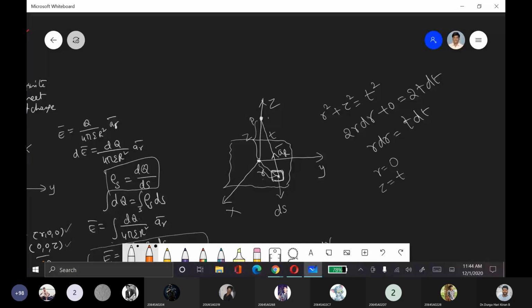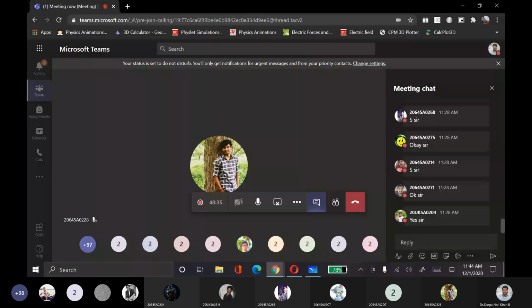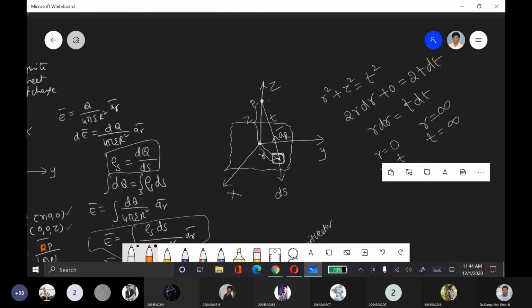What happened, is my signal lost? Okay, it is there. Just a minute. So if r is equal to infinity, then t is also equal to infinity. So t is equal to z, it will be easy to write t is equal to z here.